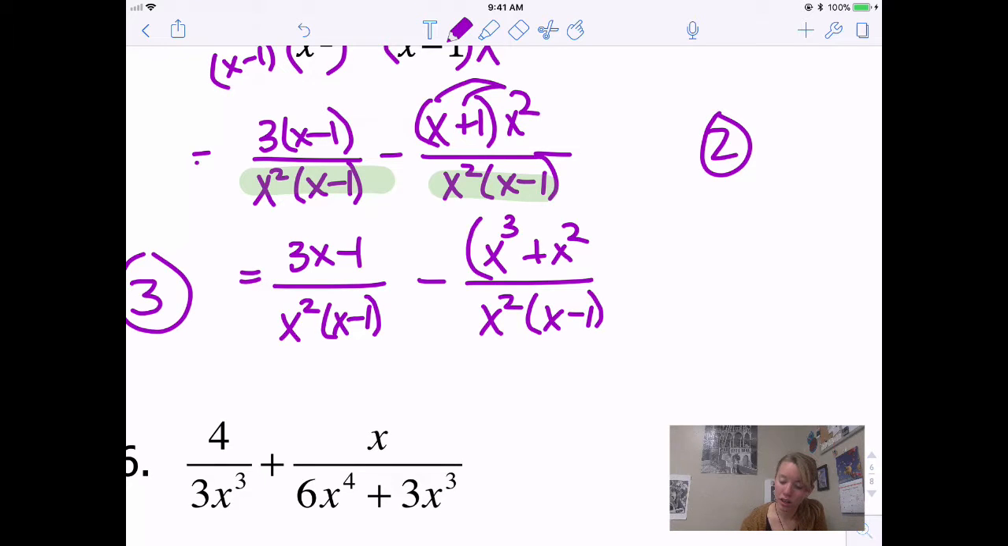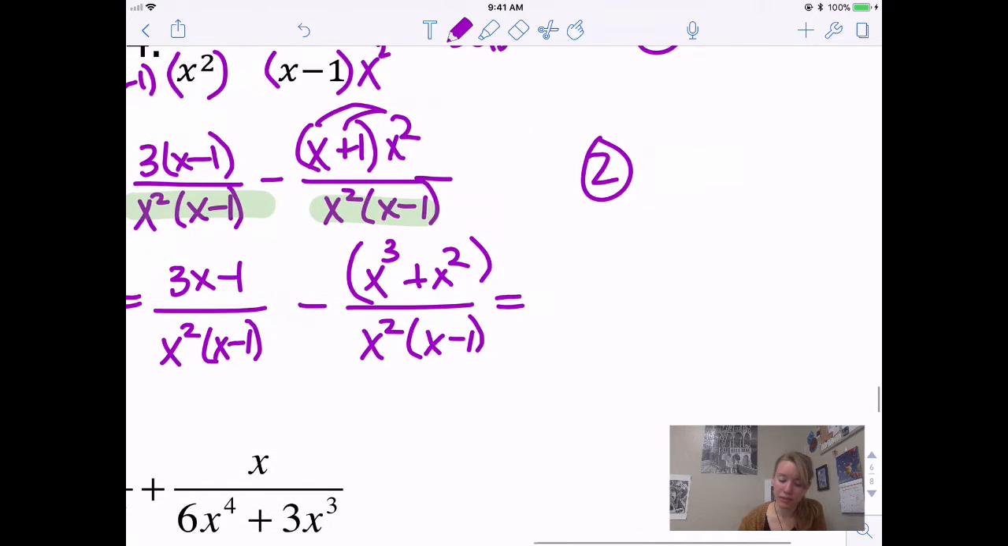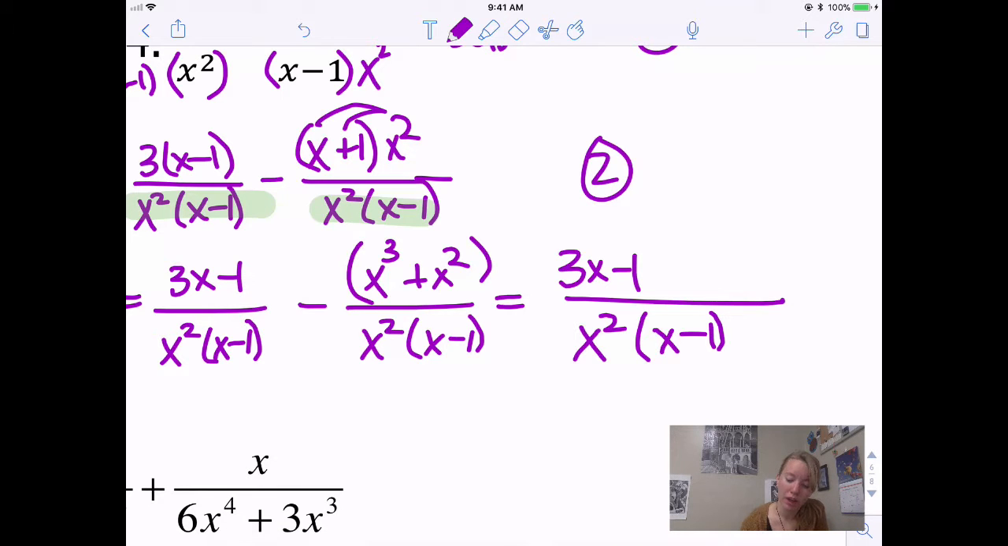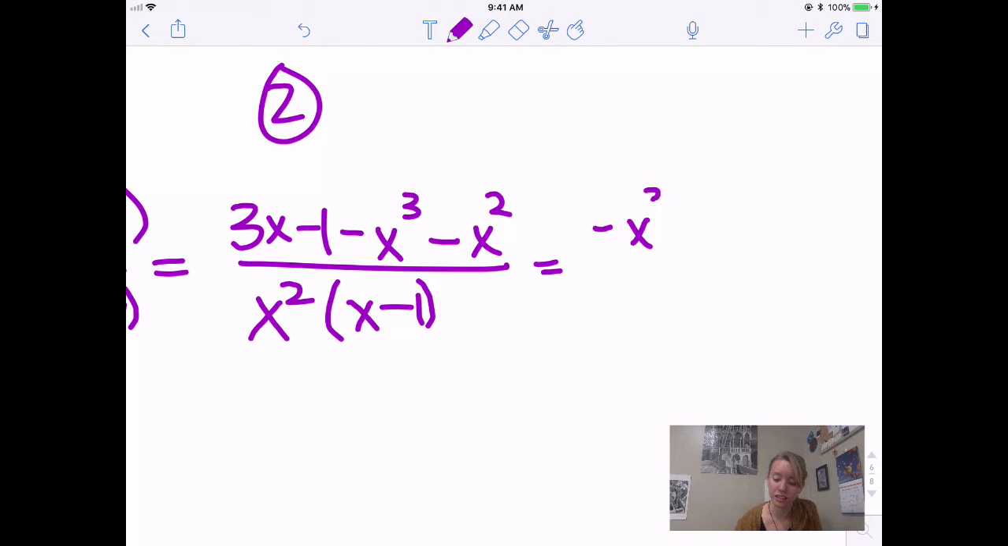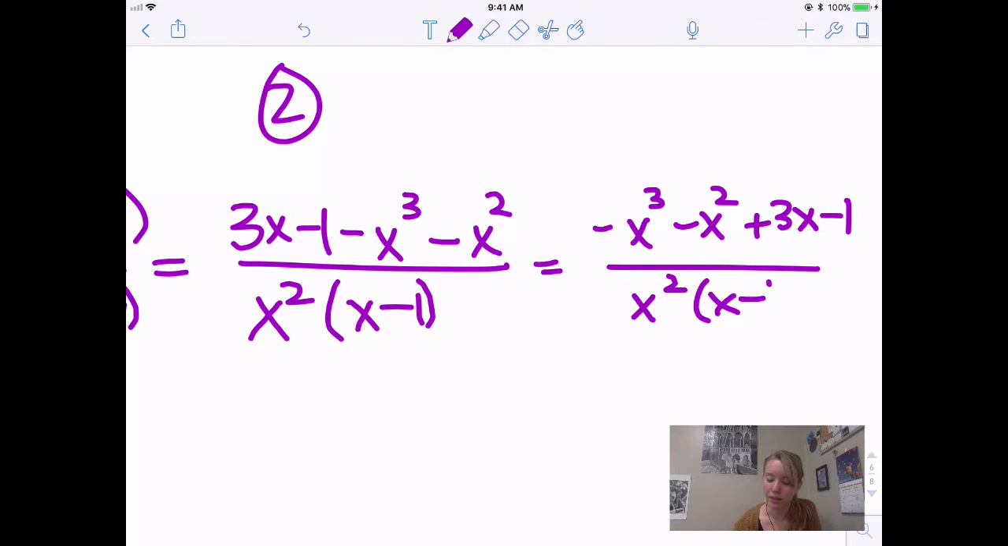Right? Now, simplify. I keep the denominator, x squared, x minus 1, and then combine your numerators. You get 3x minus 1. Don't forget to distribute that negative. So I get negative x to the third minus x squared. Okay, try to combine any like terms that you can. It doesn't look like we can here, so I will just list these in order. I'll get negative x to the third minus x squared plus 3x minus 1 over x squared, x minus 1.